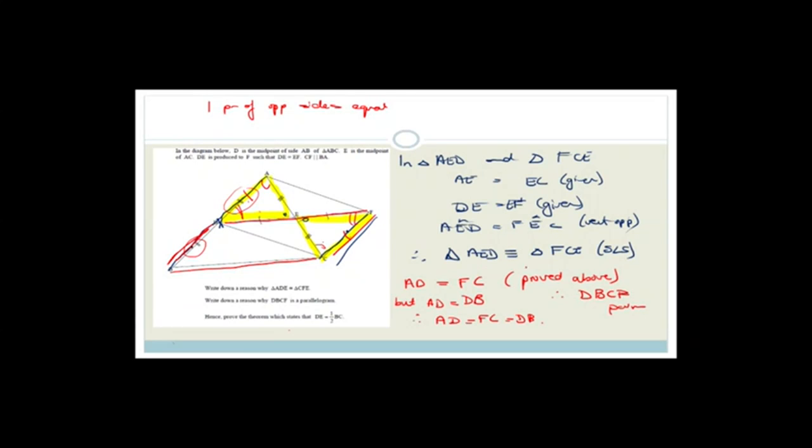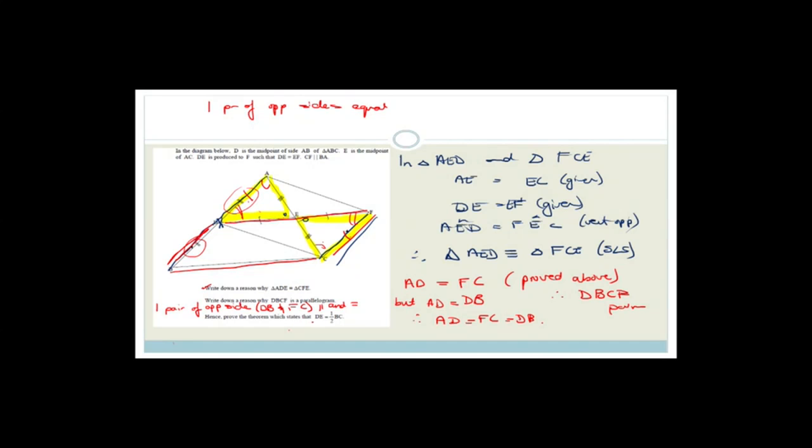Then it said write down a reason why DBCF is a parallelogram, and we did D, B, C, and F. They already told us that CF was parallel to BA. So we proved already that AD was equal to FC, proved above. We also knew that AD is equal to DB. Therefore, one pair of opposite sides is parallel and equal, and therefore this is a parallelogram. So one pair of opposite sides, DB and FC, are parallel and they're equal.